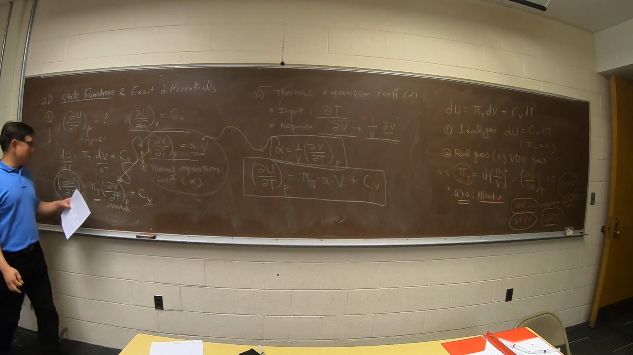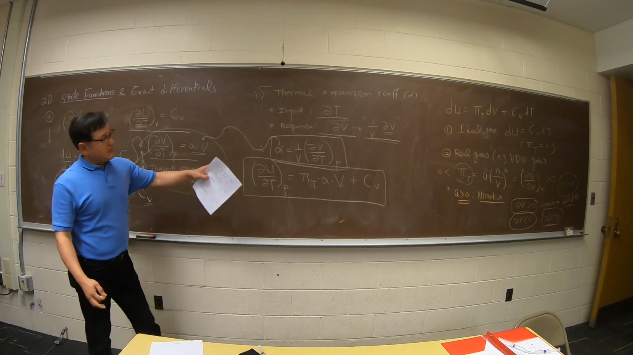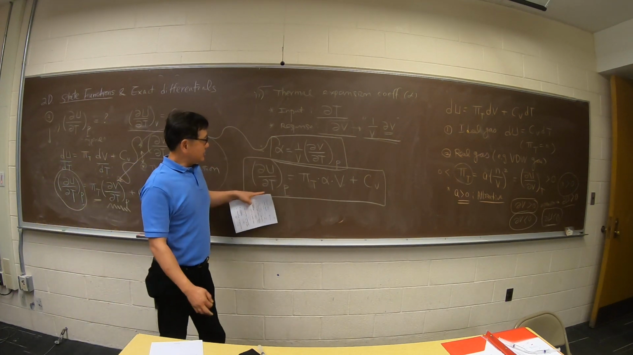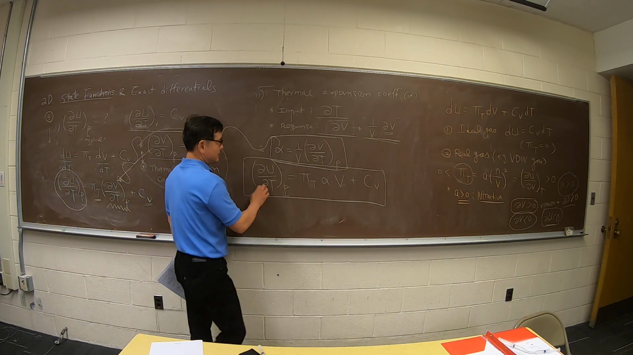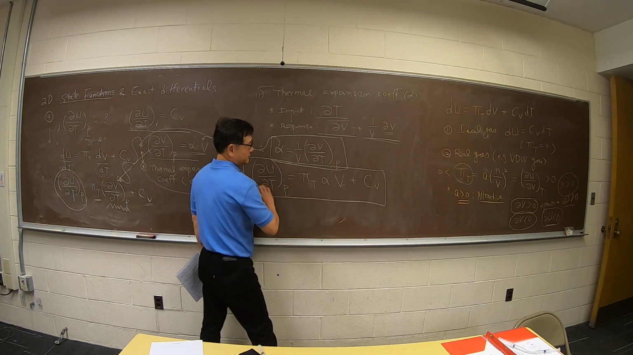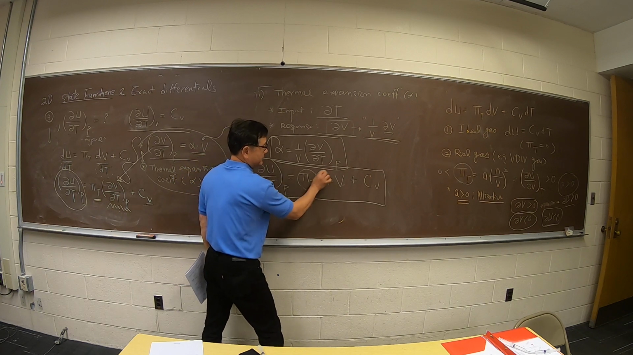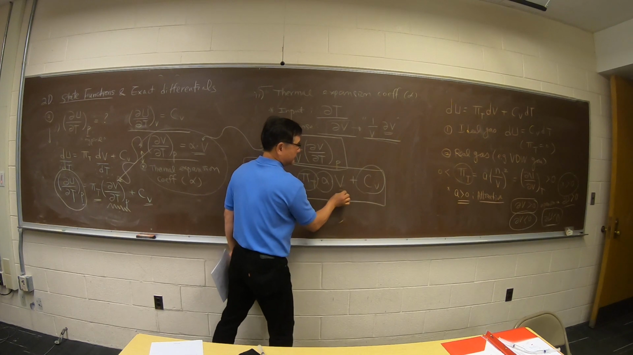And then now we have to measure that and tabulate it, and also now we have a final form for how internal energy changes when you change the temperature. This is all measurable. And then there's the volume.